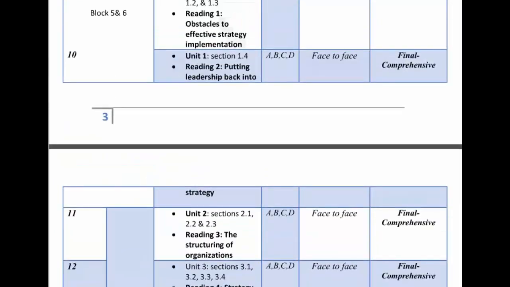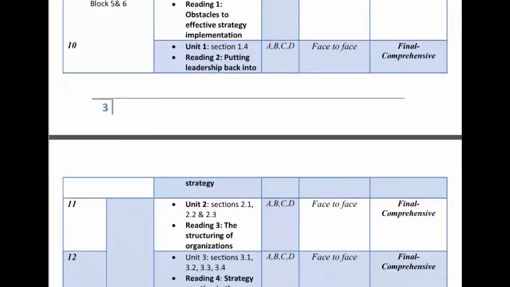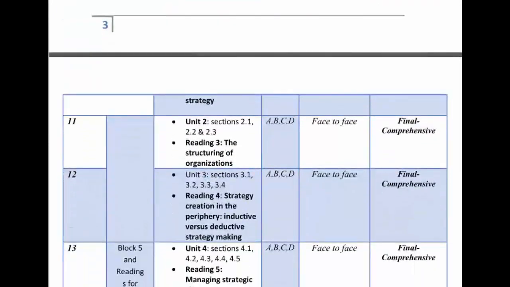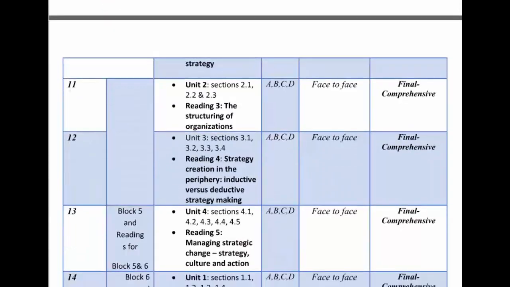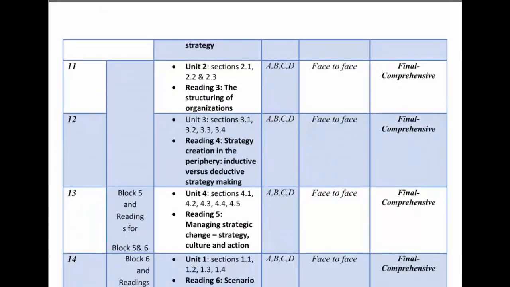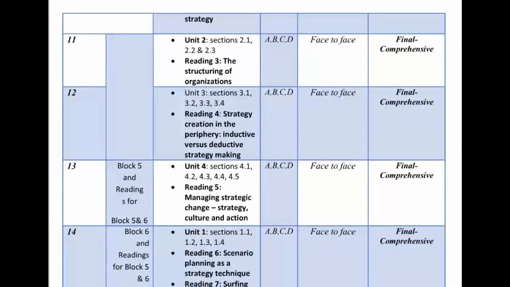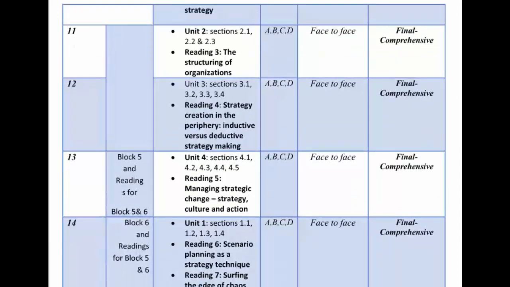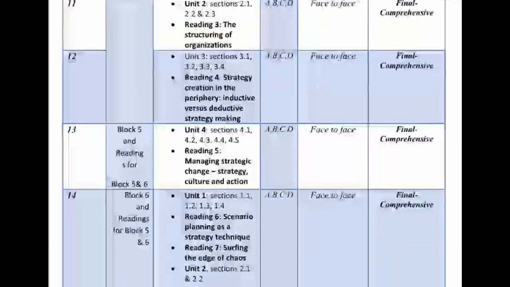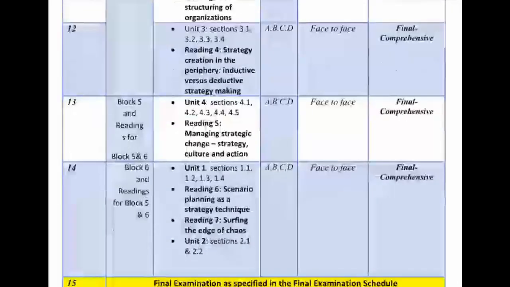And then in week 11 we will have unit 2. Of course, we are talking now about block 5, unit 2. We will take sections 2.1, 2.2 and 2.3. And also we will have reading number 3, which is about the structuring of organizations. After that, we will take unit 3, those sections that we will take, inshallah, with the readings, and unit 4.